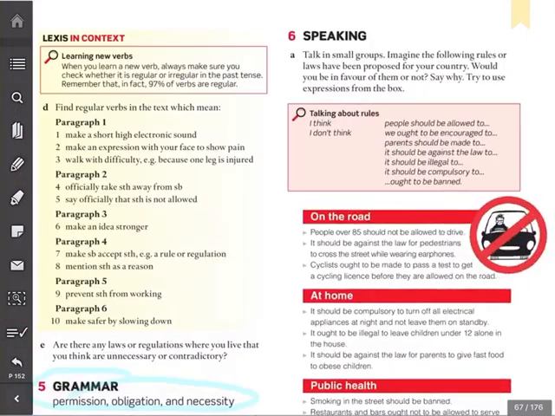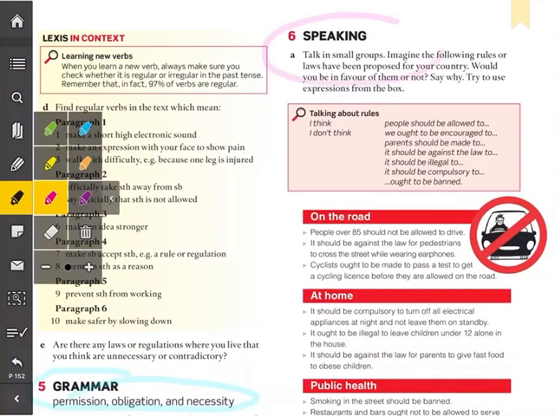Now let's go back to page 67, and I'm going to invite you to look at the speaking exercise. Now it says talk in small groups. Imagine the following rules or laws have been proposed for your country. Would you be in favour of them or not? Say why. Try to use expressions from the box.